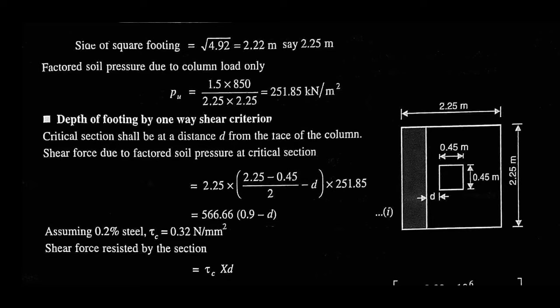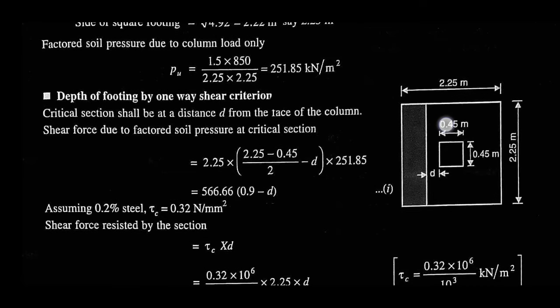Now we can assume 0.2% reinforcement steel has been used. So for 0.2% of steel and M20 concrete, tau c will be 0.32 Newton per millimeter square as per table number 19 of IS 456 2000. You can check the table from IS 456 table number 19.